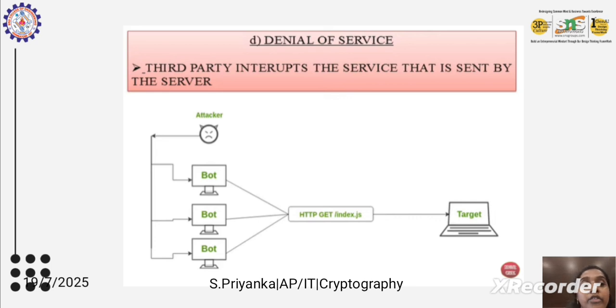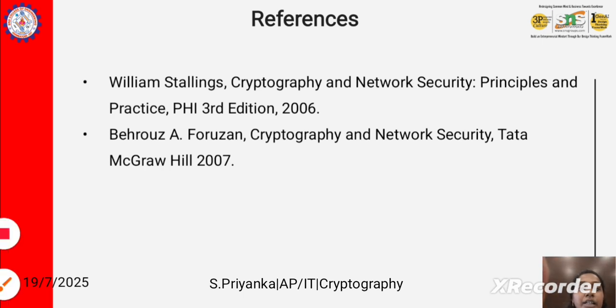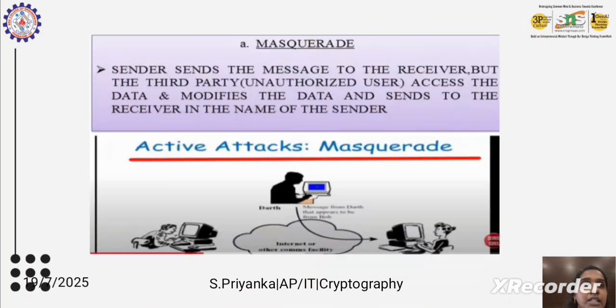Denial of service means a third party interrupts the services sent by the server. The server will be sending services, and a third party will send multiple requests to the server, which leads to denial of service, in which the receiver cannot send the message at a time.